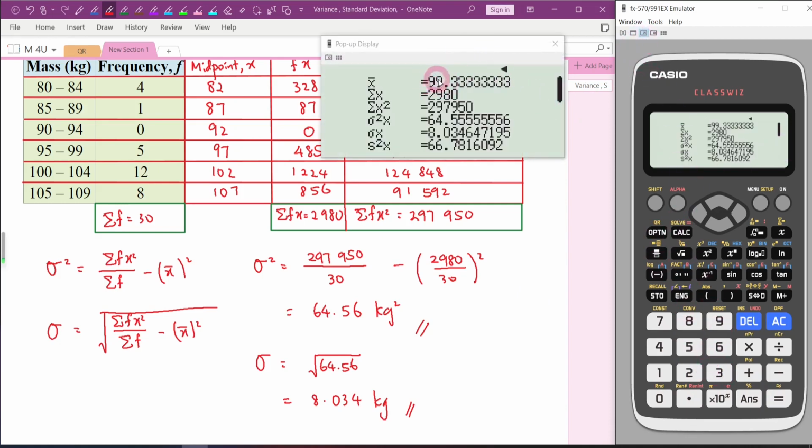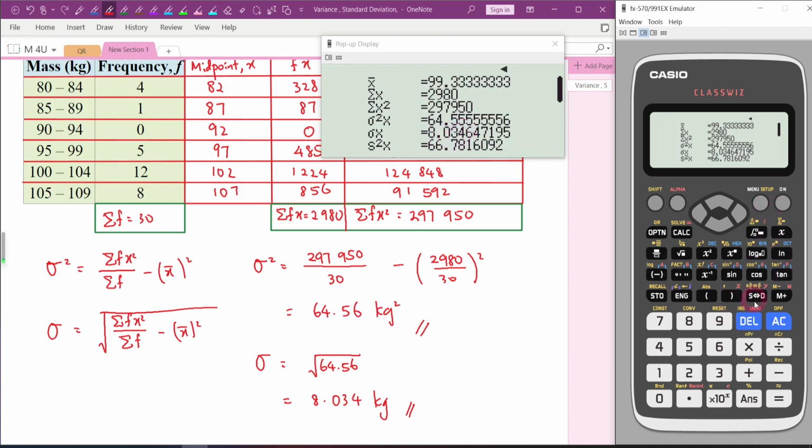Okay, now the mean is 99.33. If you take 2980 divided by 30, this one is the mean, right? You will get this answer. Sorry, this is variance. Variance is 64.56. Standard deviation is 8.034. Okay, 034 or 035. If you look at the answer here, rounded off to 4 significant figures, it will be 8.035.